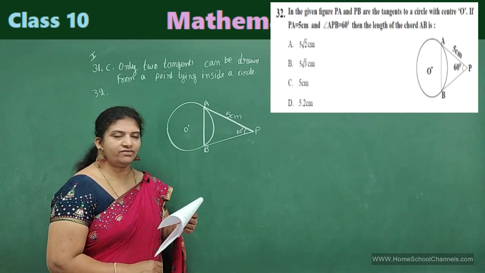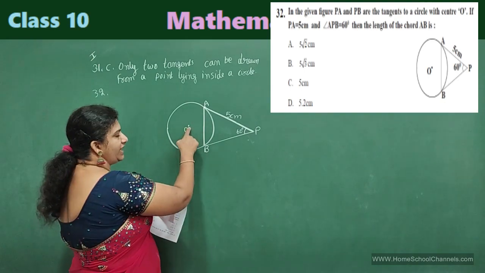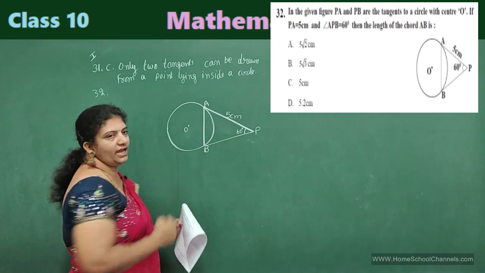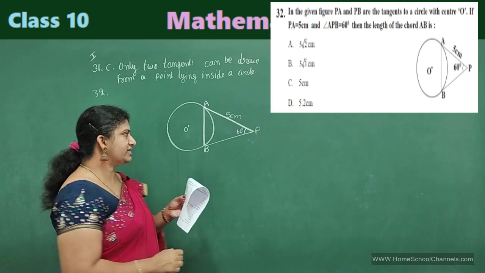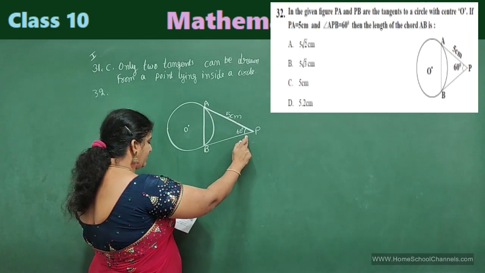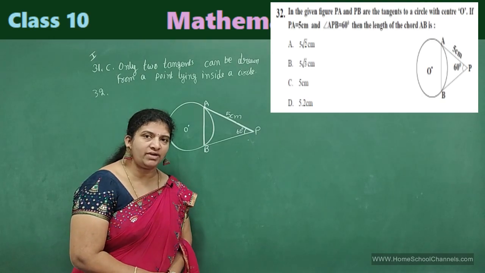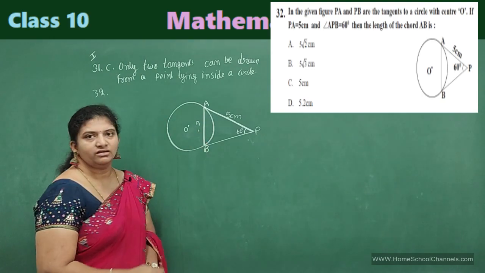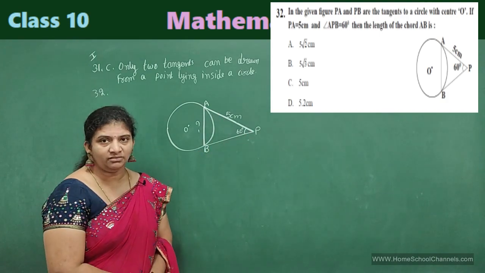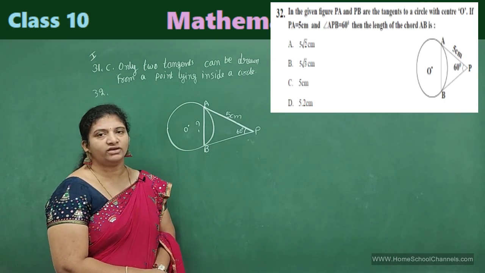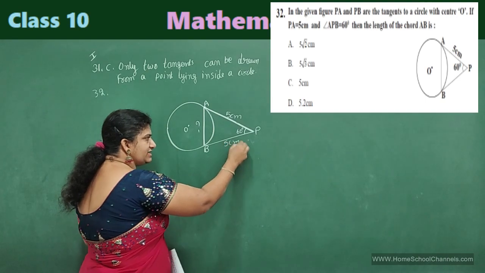32nd question. In the given figure, PA and PB are the tangents to a circle with center O. You can see center O, PA and PB are the tangents. Tangents from external point P. Okay. If PA is equal to 5 centimeters, angle APB is equal to 60 degrees, then the length of the chord AB is, we need to find this length. Observe here carefully. If these two are the tangents, we know by the theorem, tangents drawn from an external point will be equal. That means 5 centimeters, then PB will be 5 centimeters.